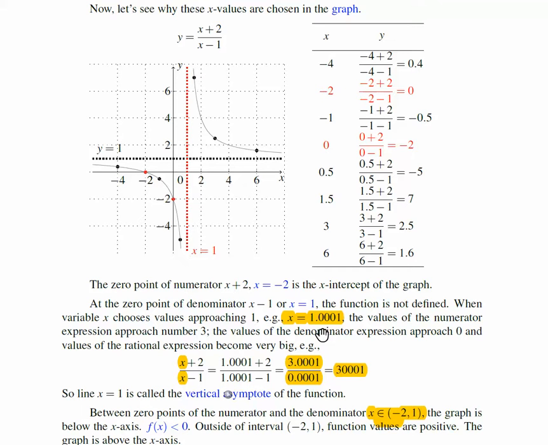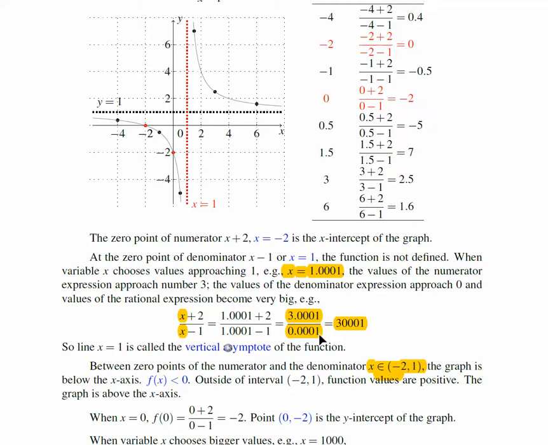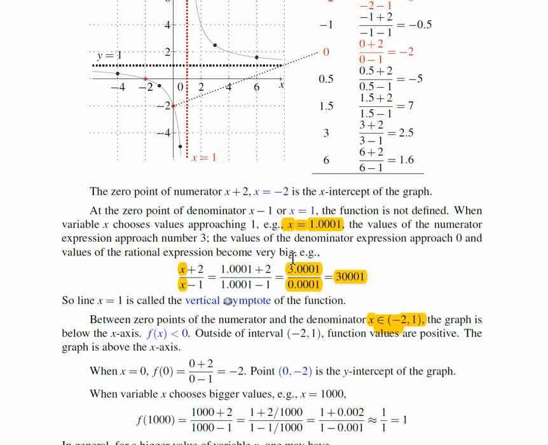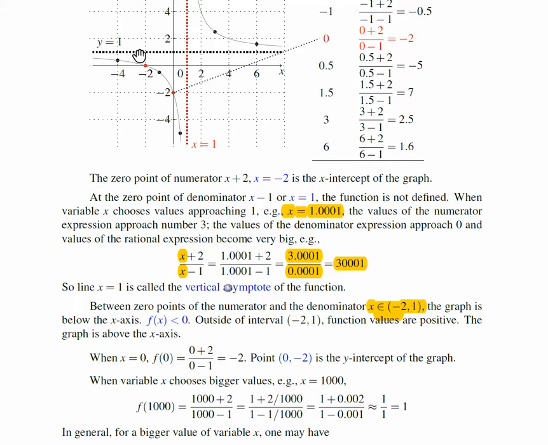You may click on this blue one. Again, you may click on that. That's the y-intercept. Now let's see how we got the horizontal asymptote.